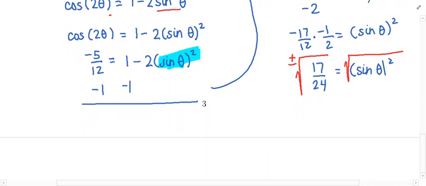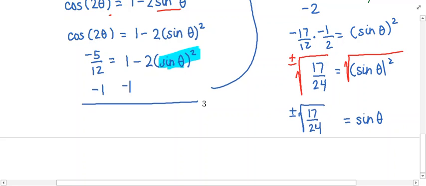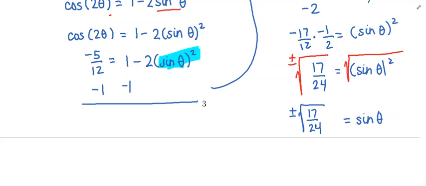On the right, the square root and the square cancel, leaving you with the sine of theta. Sorry about this stylus acting crazy. I'll fix it for the next video. So we're going to get sine of theta, and then on the right, plus or minus the square root of 17/24. We do have to pick the sign. It matters if this thing is positive or if it's negative. It can't be both.